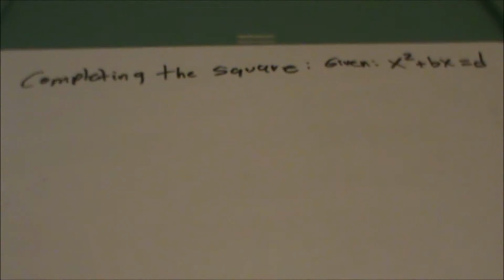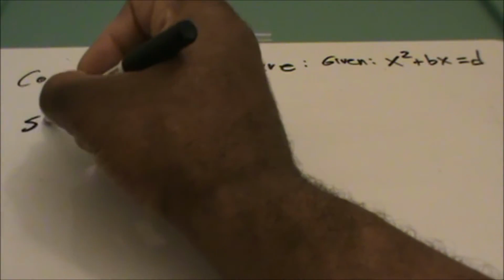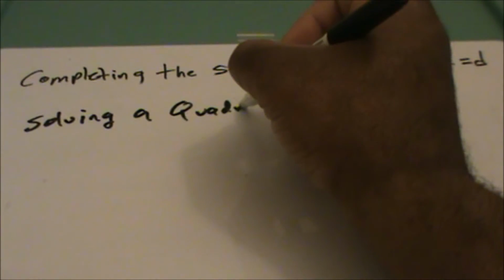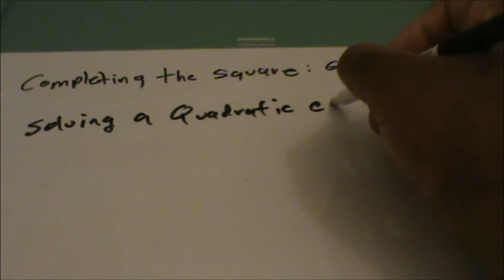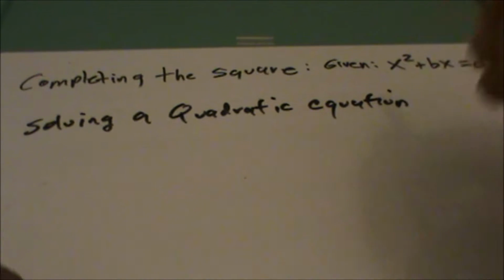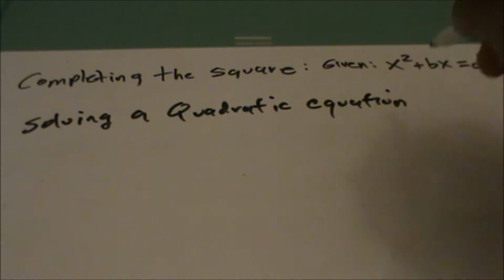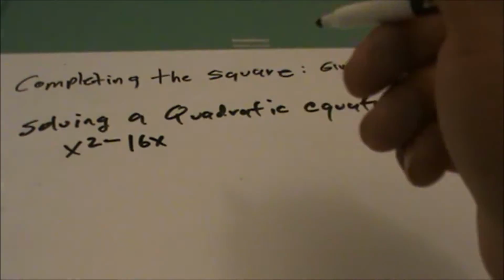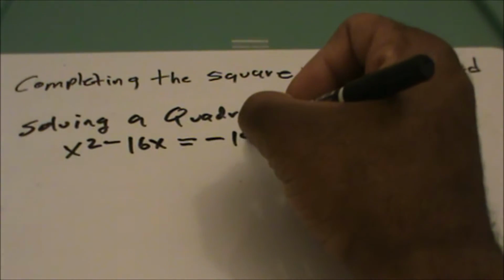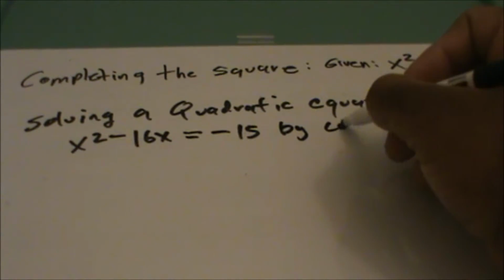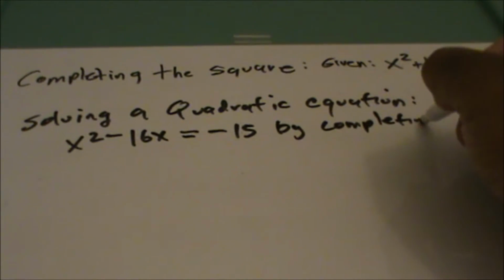Okay, and I'll demonstrate. For example, let's solve a quadratic equation. Thank you for your patience as I write this example. x squared minus 16x equals negative 15. This is nice. All right, by completing the square.